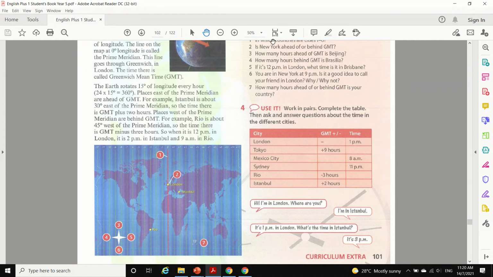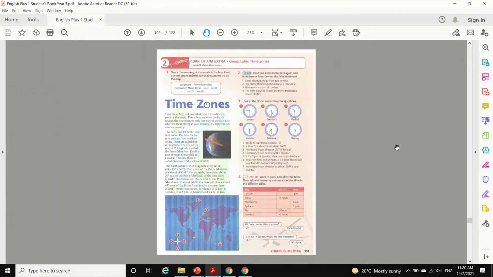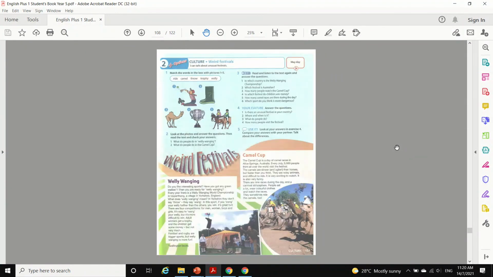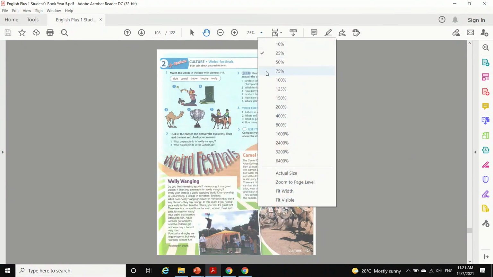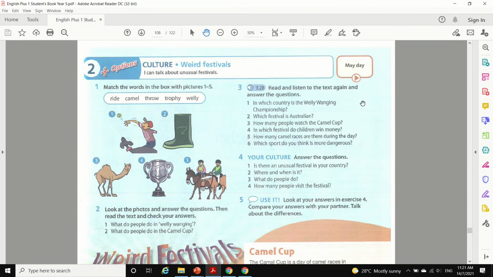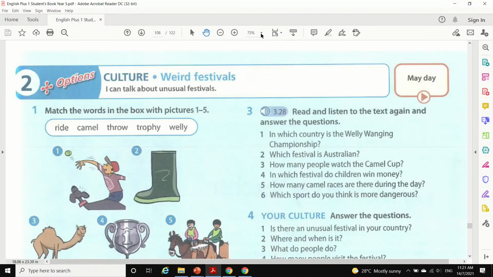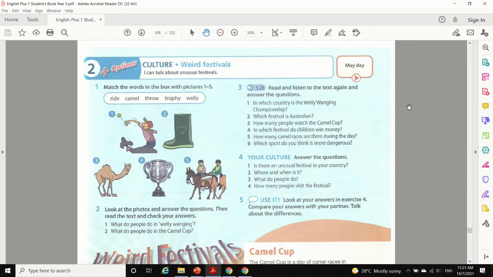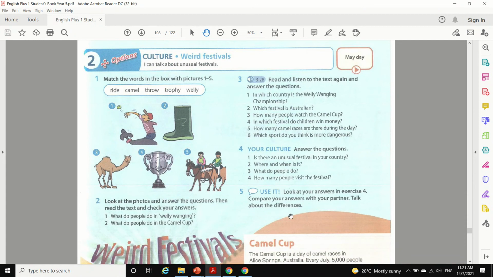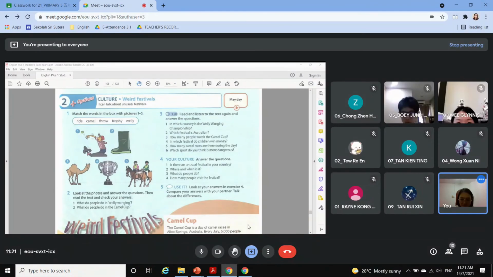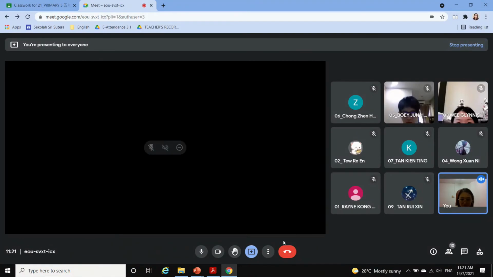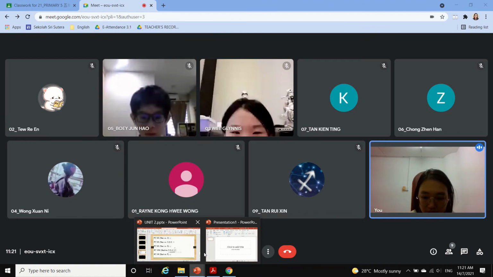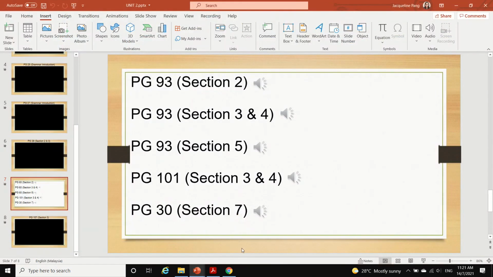Okay, so now we go to page 107. Okay, we go to 107. Weird festival. Okay, before this, I show you another one.